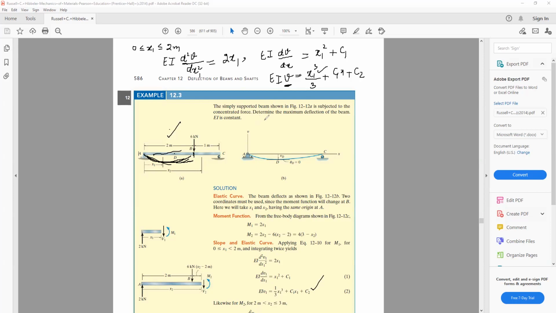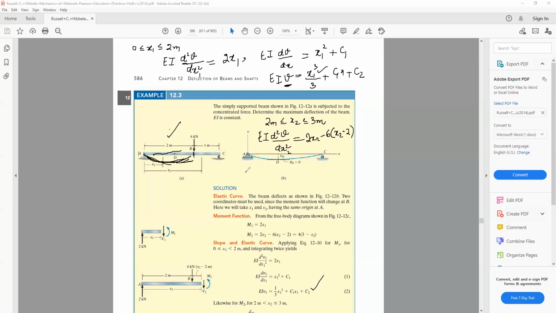The next section is 2 meter. We'll go from x2 goes from 2 meter to 3 meter. Write down the equation of the deflection curve. That is EI d2 nu by dx2 is equal to the bending moment equation in that section. Since our variable in that very section is x2 in place of x, it will be equal to 2 times x2 minus 6 times (x2 minus 2).